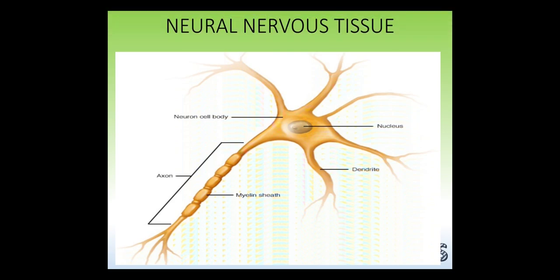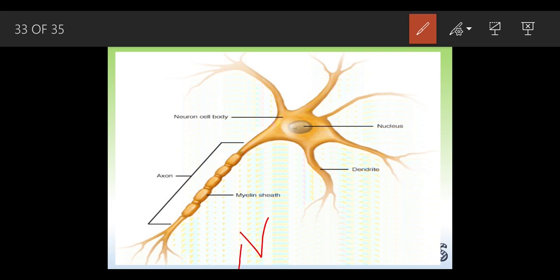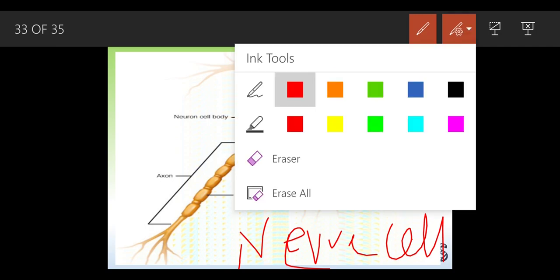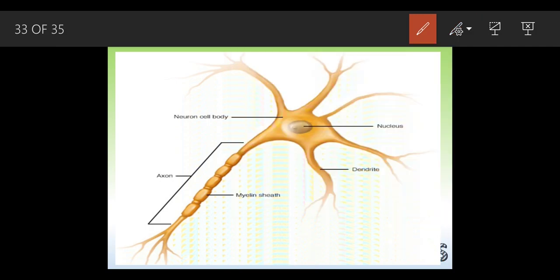Now the neural nervous tissue. You have already heard about this in your 8th standard. This is also called as the nerve cell or a neuron. This is the structural and the functional unit of nervous system. Okay, what is the function of this neuron? Let's understand in detail. The function of this nerve cell is to transmit message to the brain.